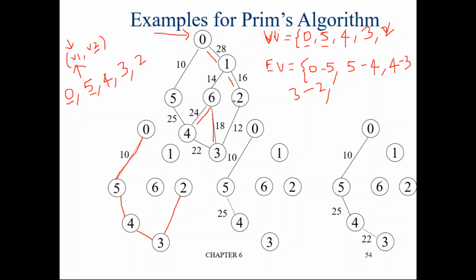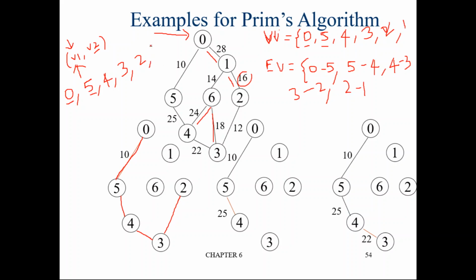Out of these 4, which is the minimum cost edge? 2 to 1 is the minimum cost edge with the cost of 16. So this we will take, 2 to 1. If you add 2 to 1, now we got one more vertex, that is 1. This is at the end of the 5th round.